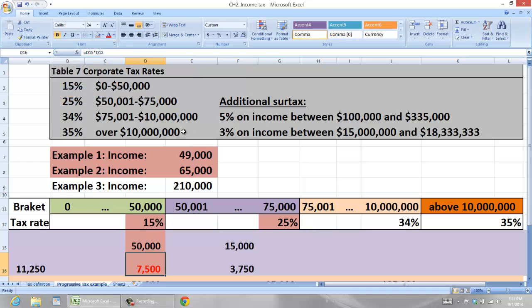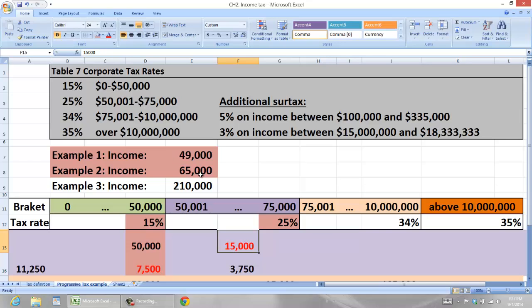I'm sorry, equal to 7,500. Okay, now we already paid for the first $50,000. The rest we haven't paid the tax yet is 15,000.